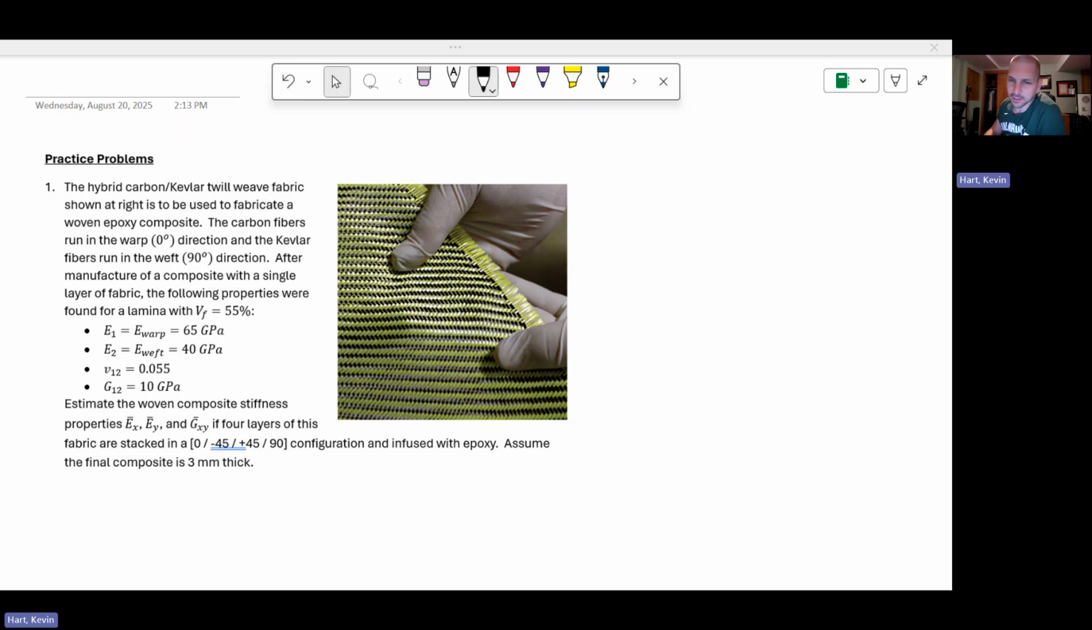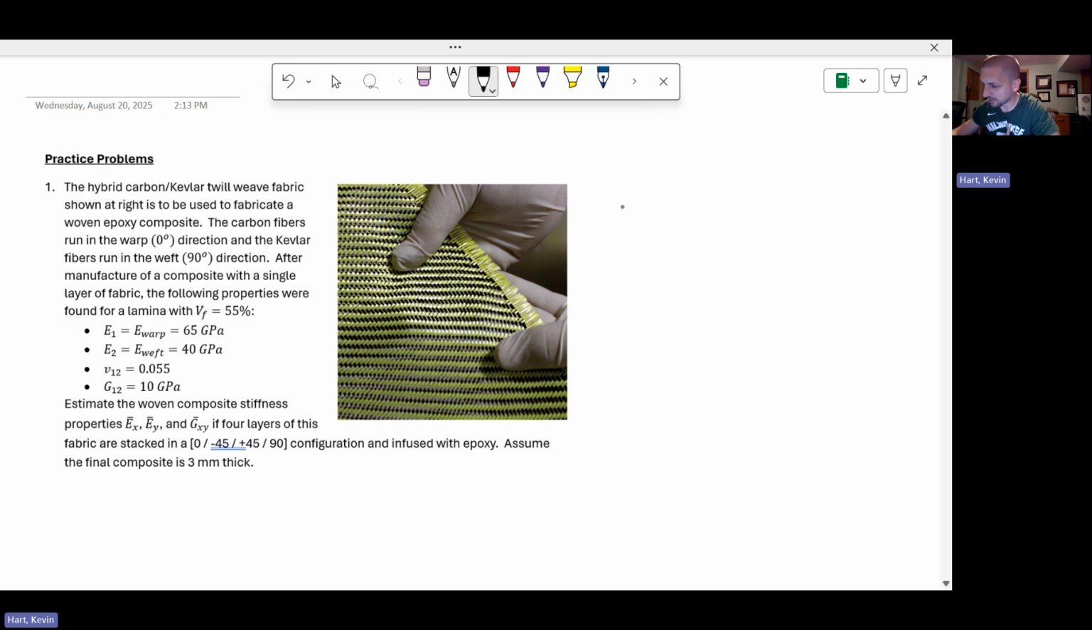After manufacture of the composite with a single layer of fabric, the following properties were found with a lamina with a 55% volume fraction. Estimate the woven composite stiffness properties if 4 layers of this fabric are stacked in a 0, -45, +45, 90 configuration. So this is 4 layers of woven fabric stacked on top of each other. Our job is to estimate what the final laminate properties would be if we stack those 4 layers on top of each other and infuse with epoxy and assume a 55% volume fraction.